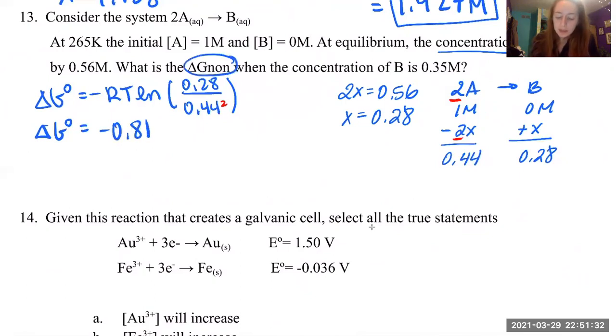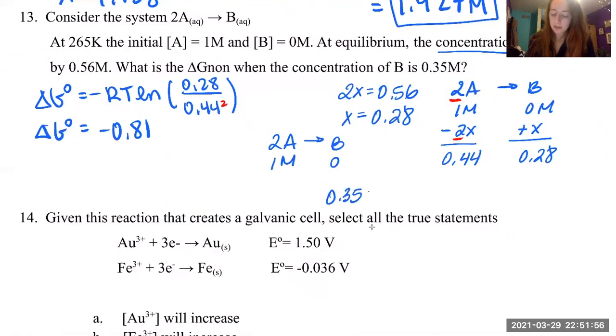We need to find what delta G non-standard is at this certain concentration. So let's do another ICE table. So A goes to B, and we know we have the same initials. We have some change, but we know we end with 0.35 down here. The only way we could have gotten that is by adding 0.35. And because we have this 2x relationship here, that means that the change of B needs to be double the change in A. So it's going to be 0.7 change, and our final will be 0.3 molar.